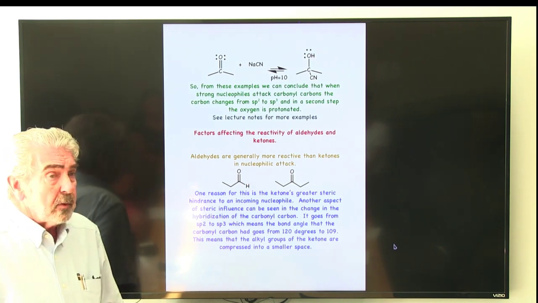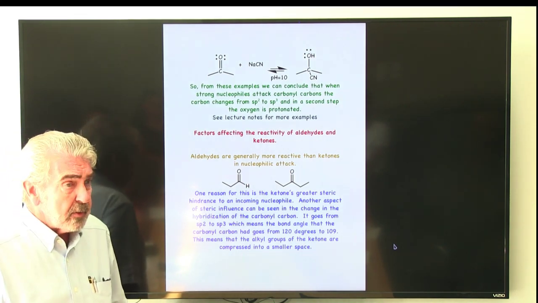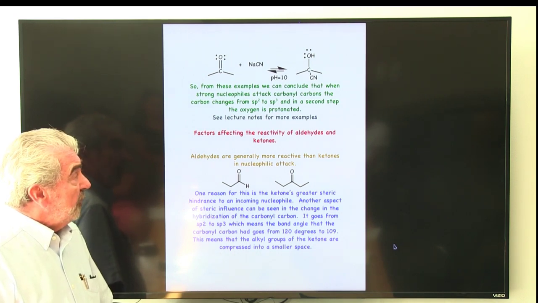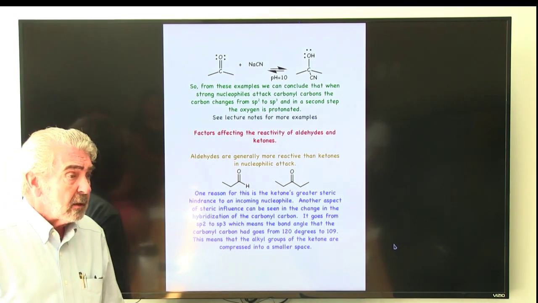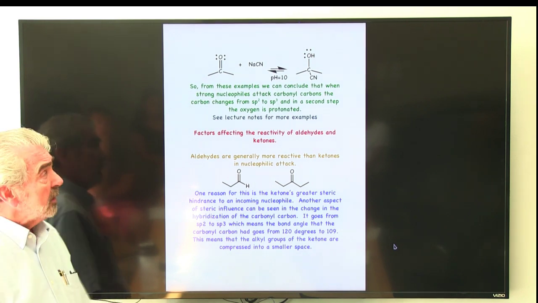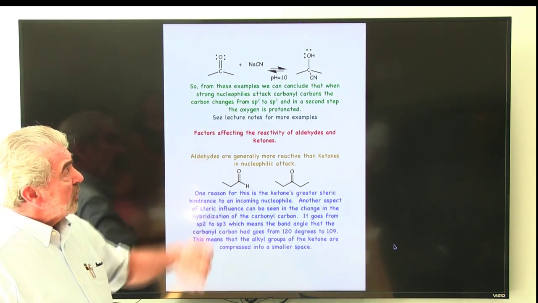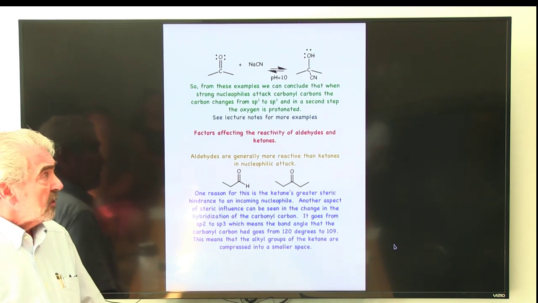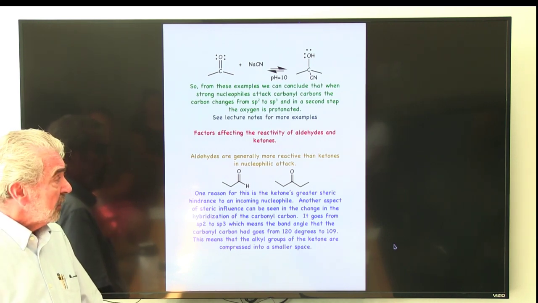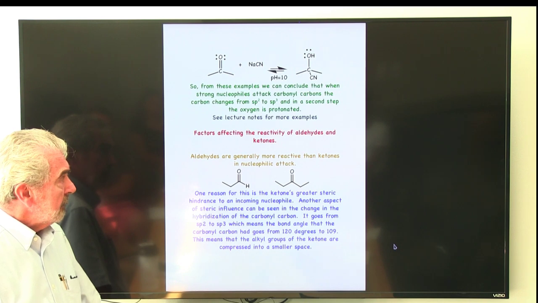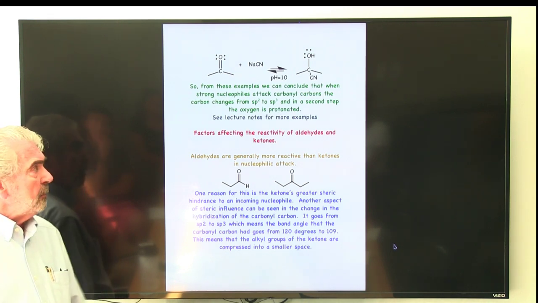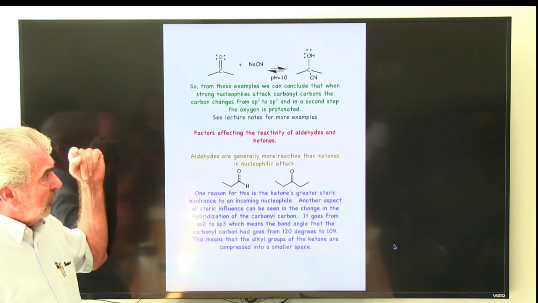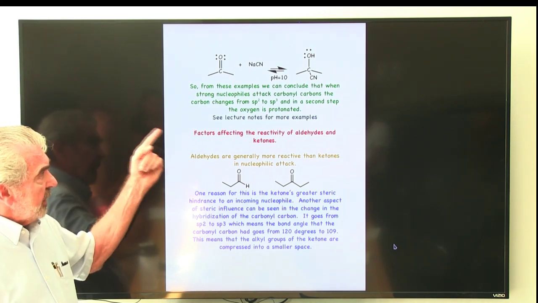And these compounds are called cyanohydrins. I think we talked about those briefly last semester. And they're fairly useful synthetic intermediate compounds because we can do all sorts of transformations of the cyanide. We can turn it into an amine, we can hydrolyze it to an acid, and other things as well. Okay?